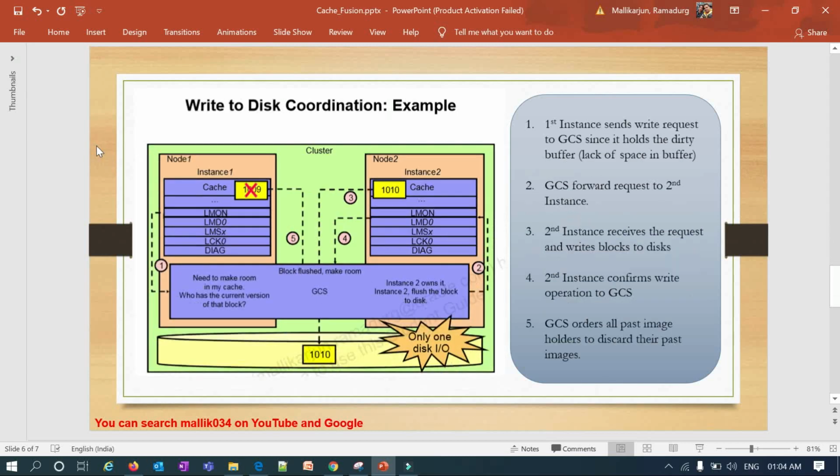And if I go to the next slide, write to disk coordination: if I have these dirty blocks or past images in my database buffer cache, how can they be written to the disk?